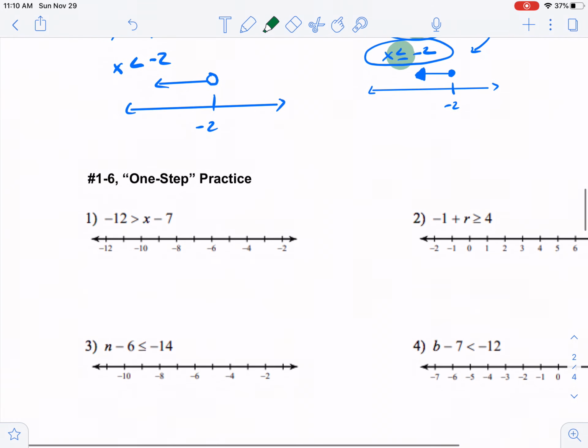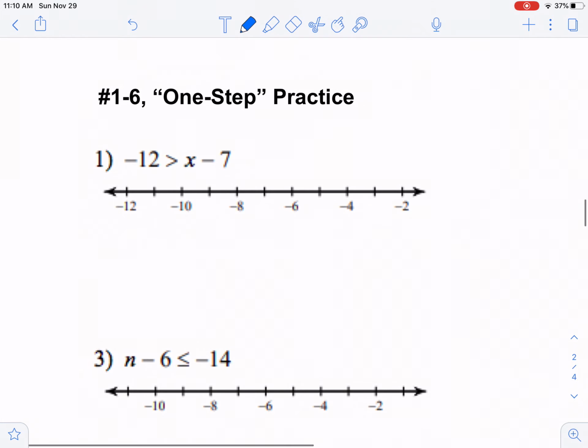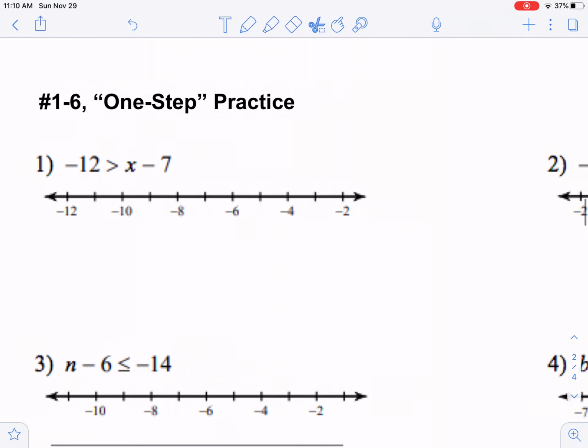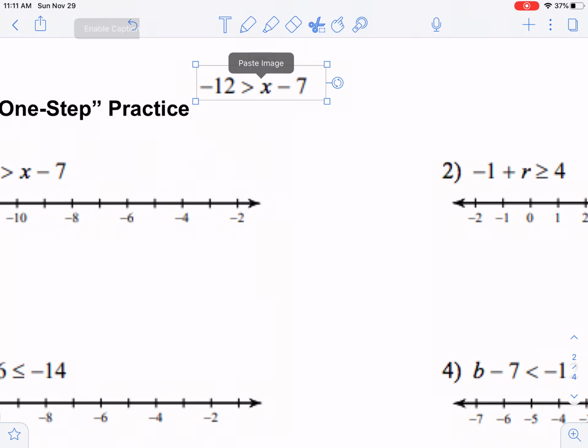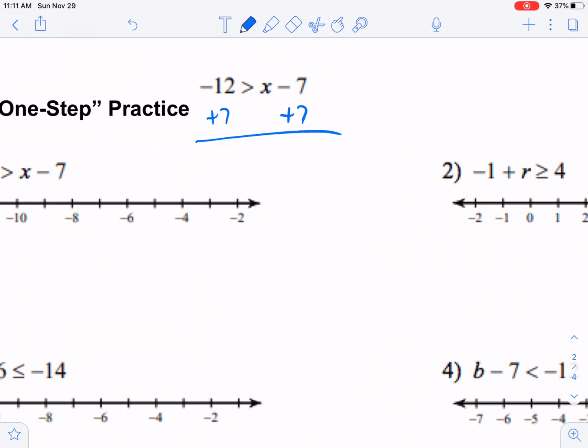Let's do one more here. We'll do 2 more. Let's see. This is weird that it's up here. I don't feel like they make it easy on us. Copy. Paste. Here we go. So I'm going to add 7, and I get x is less than negative 5.